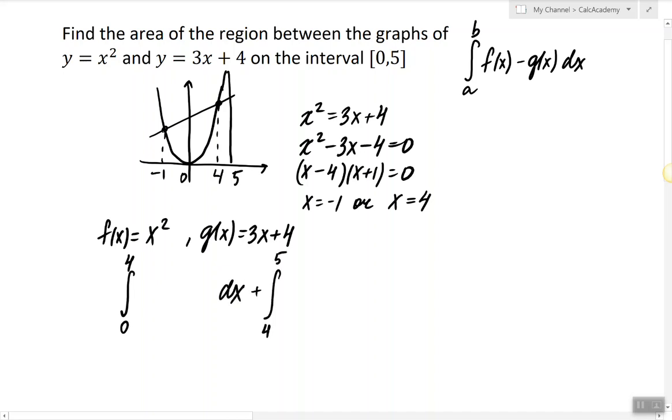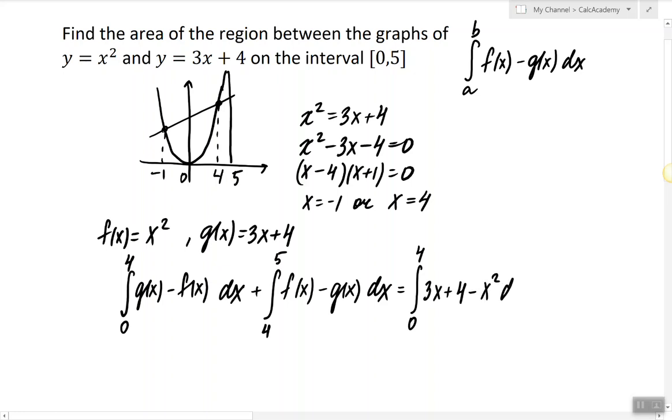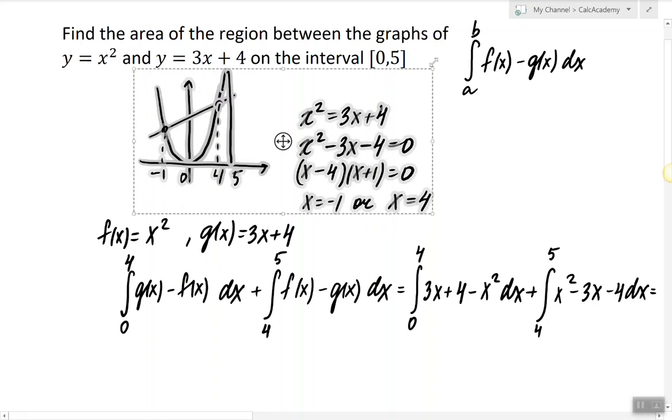On the interval from 0 to 4, g of x is above f of x, so we subtract f of x from g of x, and on the interval from 4 to 5, g of x is below f of x, so we subtract g of x from f of x. Now we just have to plug in the expressions and compute the integral. These are relatively simple integrals, so I'm just going to make some room here.